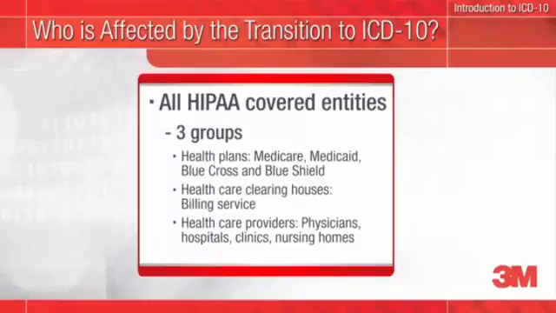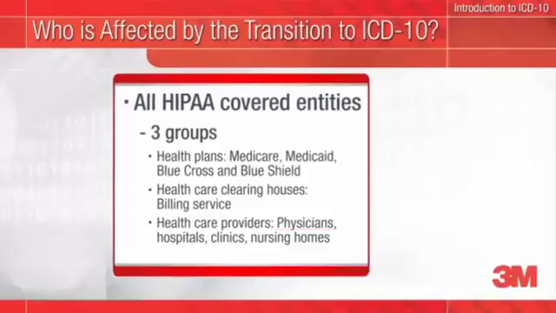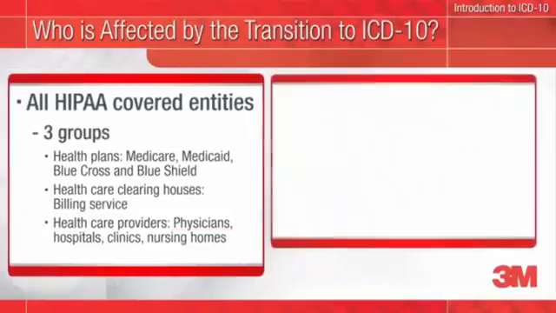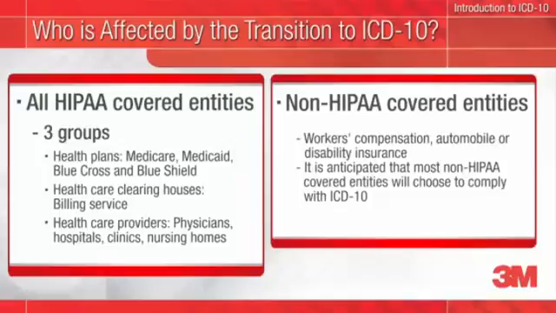Examples of health plans are Medicare, Medicaid, and private health insurance companies such as Blue Cross and Blue Shield. A billing service is an example of a healthcare clearinghouse. Healthcare providers are physicians, hospitals, clinics, and nursing homes, to name a few. Types of agencies that are not HIPAA-covered entities are workers' compensation and certain other forms of insurance, such as automobile or disability insurance. It is anticipated that most non-HIPAA-covered entities will choose to comply with ICD-10.